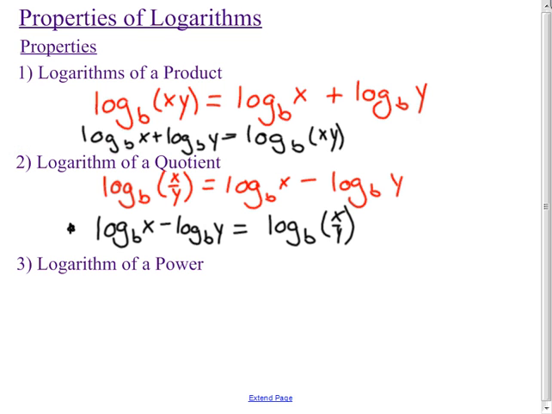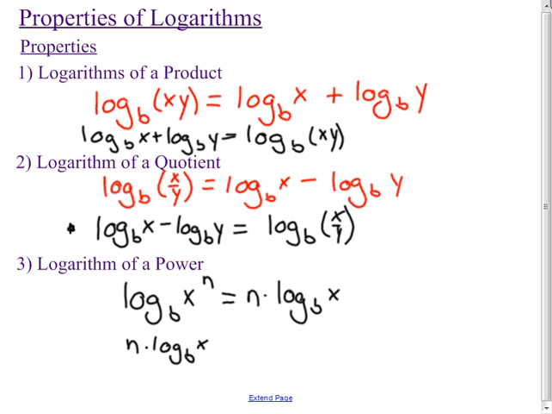The third and final property is the logarithm of a power. Log base b of x to the n: my argument has an exponent. That is the same thing as that exponent times the log base b of x. So that exponent comes down in front. Again, vice versa. If you see n times the log base b of x, feel free to move that n up top as an exponent for your argument.